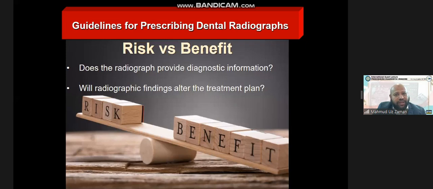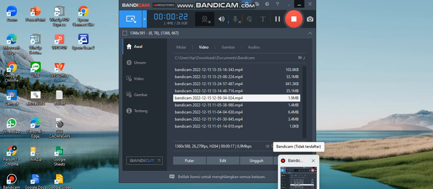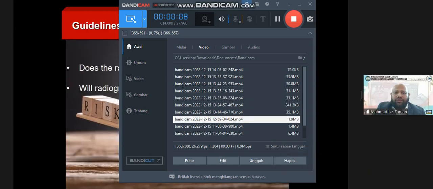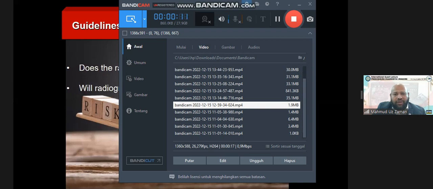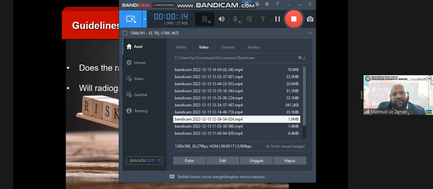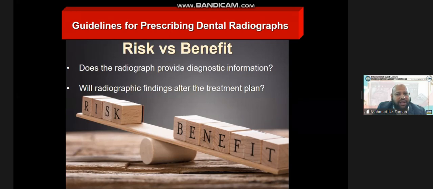It depends upon you whether you want to expose this patient, whatever radiograph you have, you can do with that one. So there is always a dilemma between risk versus benefit. So he will decide when to prescribe or when not to prescribe a radiograph.